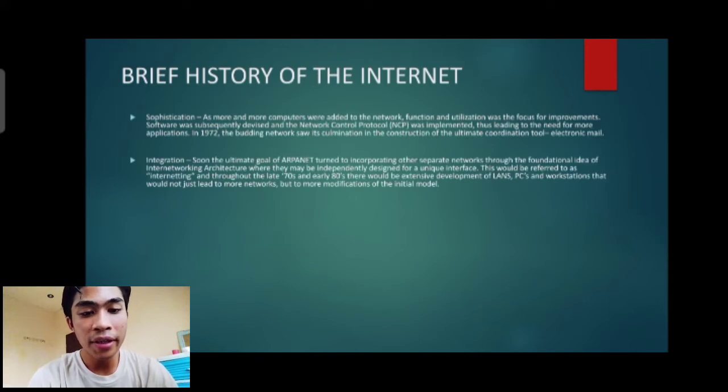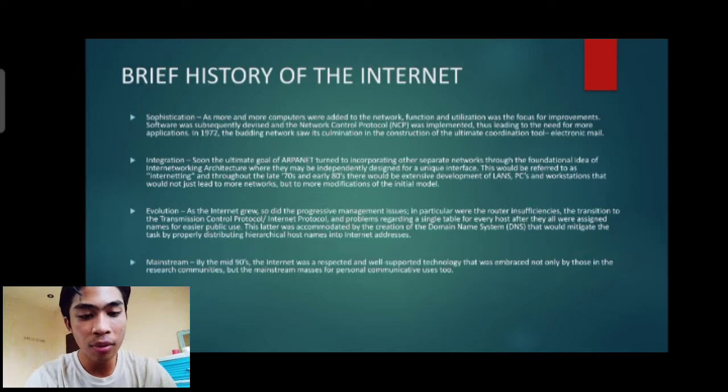Soon the ultimate goal of ARPANET turned to incorporating other separate networks through the foundational idea of networking architecture, where they may be independently designed for a unique interface. This would be referred to as interneting. Throughout the late 70s and early 80s, there was an extensive development of LANs, or local area networks, personal computers, or PCs, and workstations that would not just lead to more networks but more modification of the initial model.